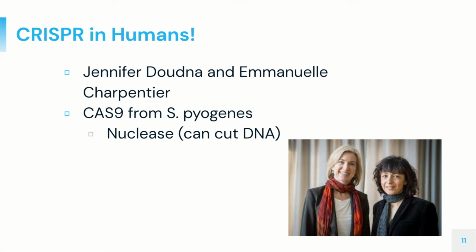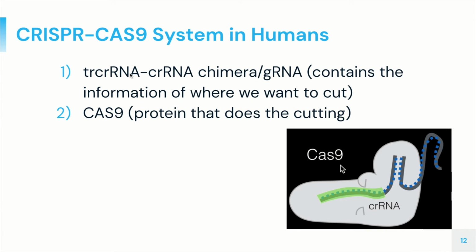So Jennifer Doudna and Emmanuelle Charpentier were the first ones who brought CRISPR into humans. They used S. pyogenes and the Cas9 protein from that bacteria. The Cas9 protein is a nuclease that can cut DNA. And so this is basically the CRISPR-Cas9 system that is used in humans.